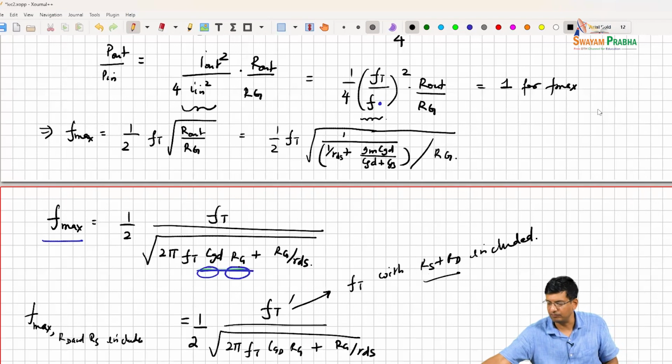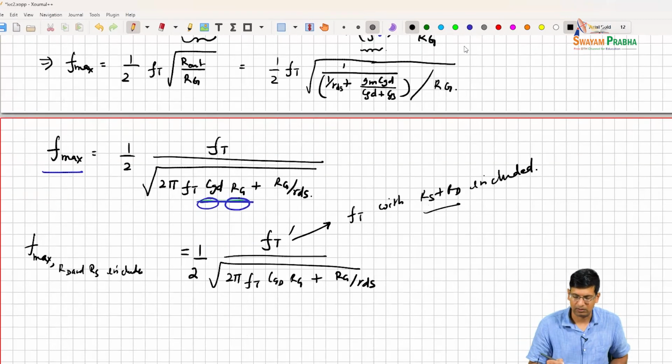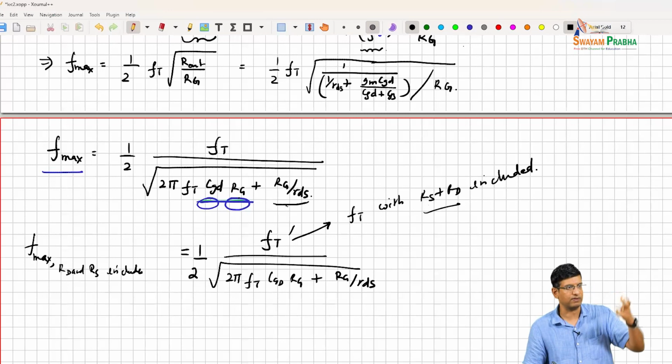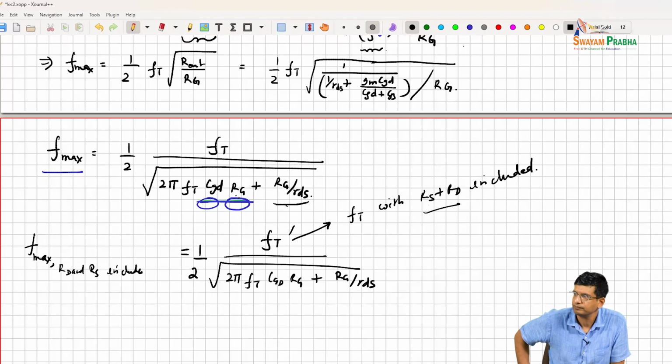This, by the way, we did everything for MOSFET. If you do bipolar, this term basically goes away because it doesn't exist for bipolar, right? Because the RDS or the RO is very, very high. So then instead of CGD, you have C mu, which is the base to collector capacitance. And this RG goes to the base resistance that you have in your system. Okay.